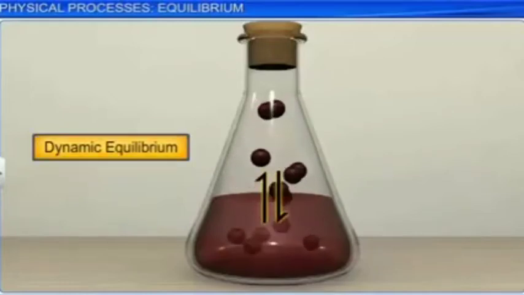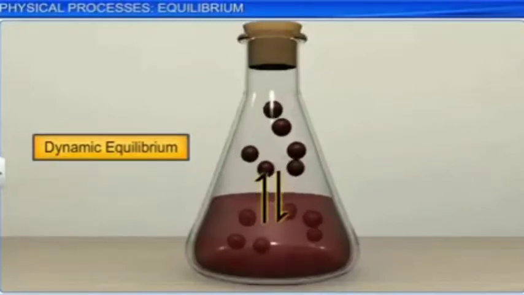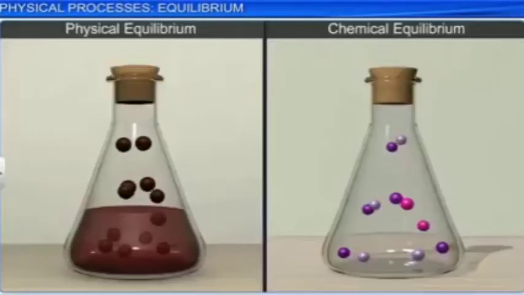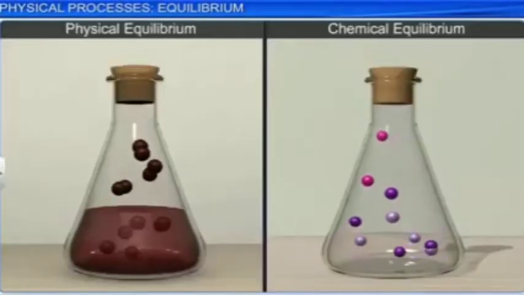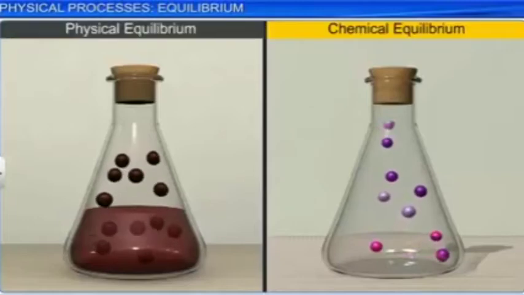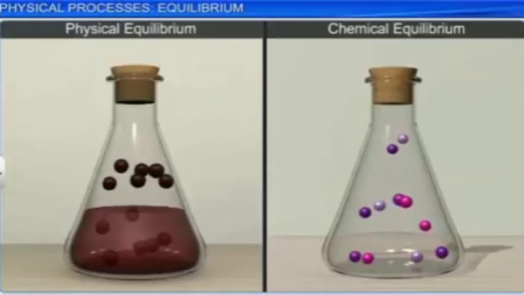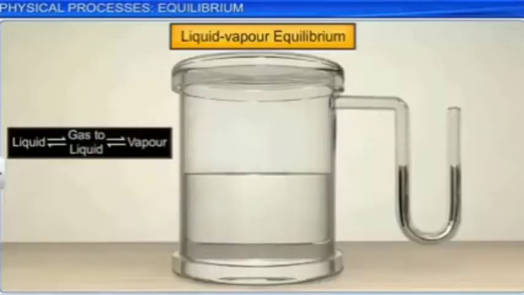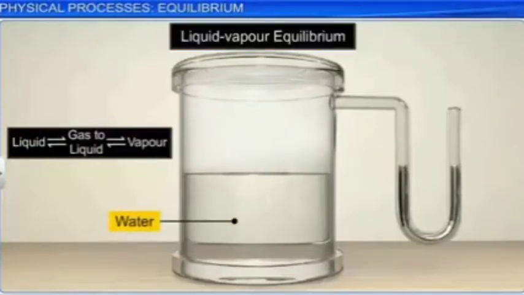Equilibrium can be established for both physical and chemical processes. At the equilibrium stage, if there is a change in physical state, the equilibrium is called a physical equilibrium. For example, liquid-vapor equilibrium. Water in equilibrium with its vapor in a closed container is an example we consider.